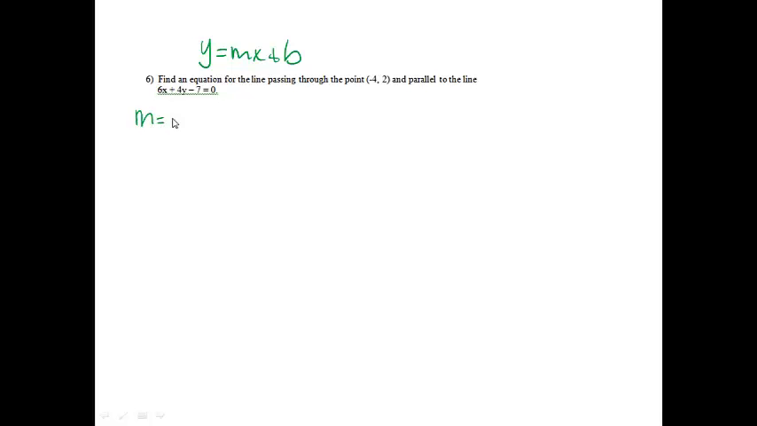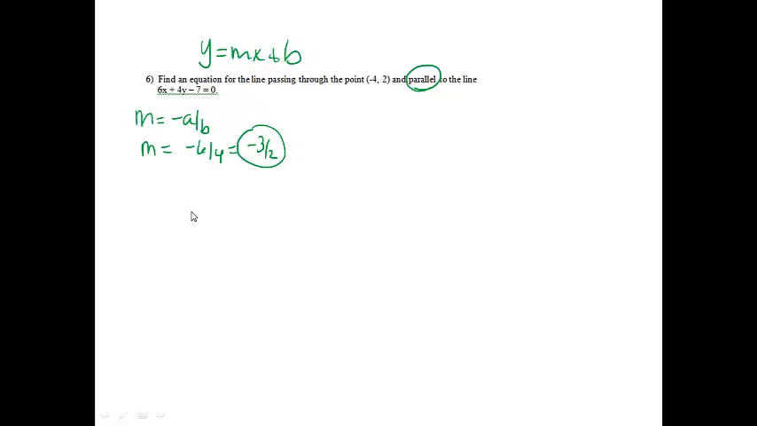I know that m is equal to negative a over b. And so in this case, it's going to be negative 6 over 4, which I'm going to reduce to negative 3 over 2. Now, if my line is parallel, I know that it's going to have the same slope, so I get to use the negative 3/2 for my slope.